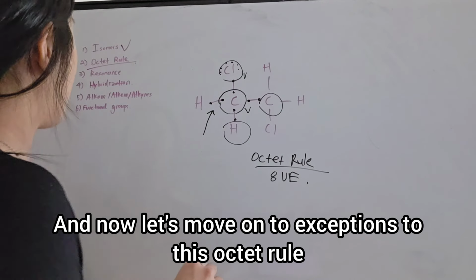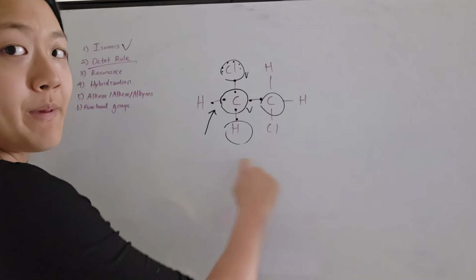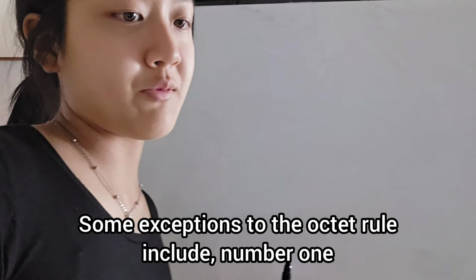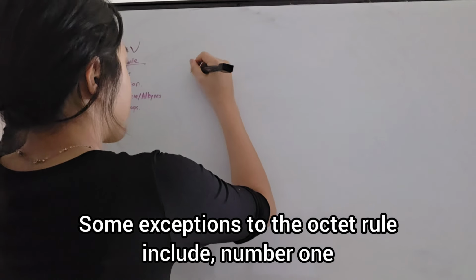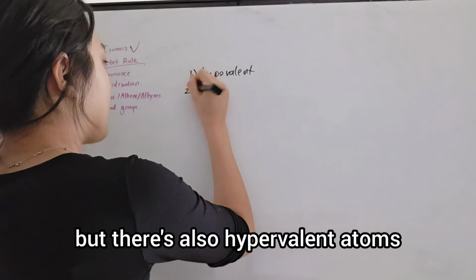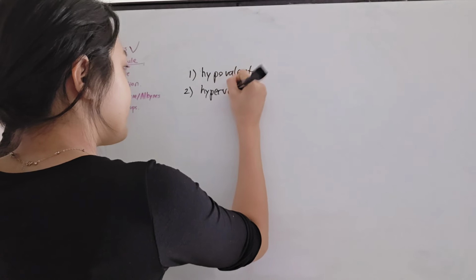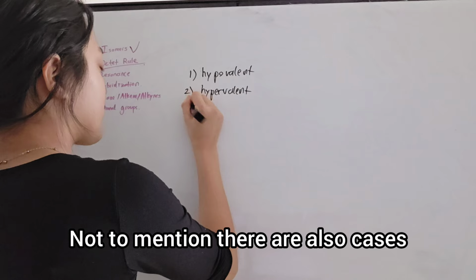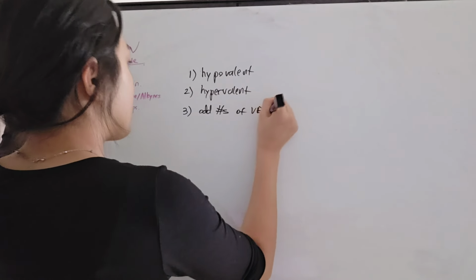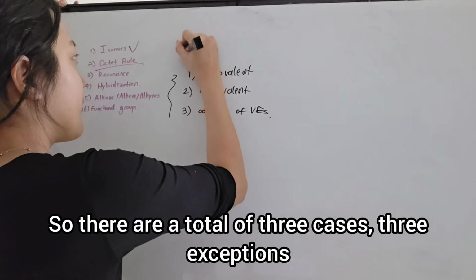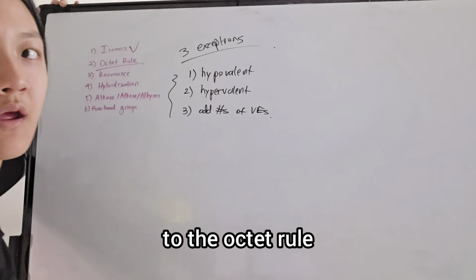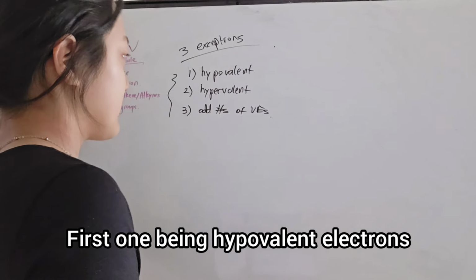And now let's move on to exceptions to this octet rule. Bam, octet rule. So that means things are going to change around here. Some exceptions to the octet rule include, number 1, as I mentioned, hypovalent electrons. But there's also hypervalent atoms. Not to mention, there are also cases where there are odd numbers of valence electrons. So there are a total of 3 exceptions to the octet rule. The first one being hypovalent electrons.